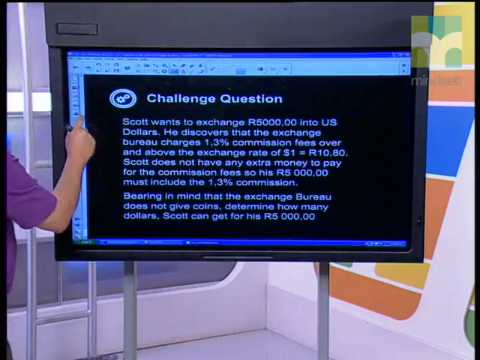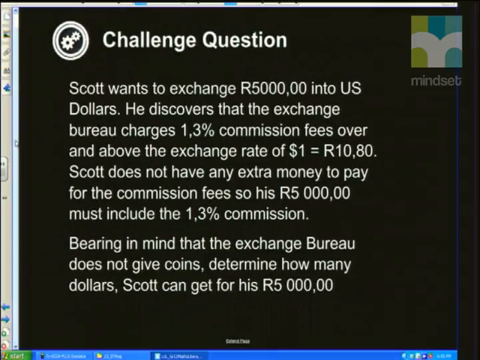Okay. So here's our challenge question. Scott wants to exchange 5,000 Rand into US dollars. He discovers that there's an exchange bureau that charges 1.3%. All right? And there's an exchange rate of 10 Rand 80. That's what it was earlier today. So 1.3% commission, 10 Rand 80.